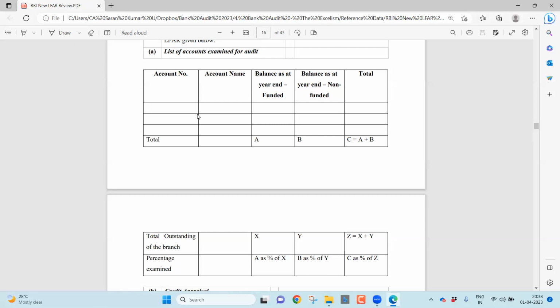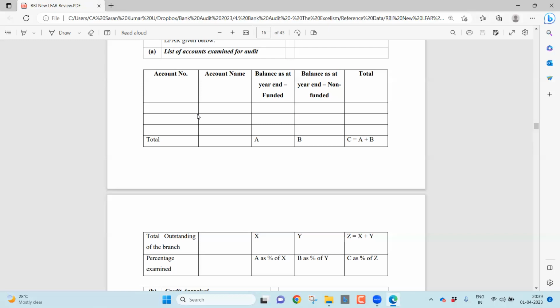That means what items do I need to keep here? You should keep all those accounts above the threshold, the large advances. As you all know, the meaning of large advance is 10% of aggregate advances or 10 crore, whichever is lower. Let's say in your branch there are four large advances. Anyway, you have to do the transaction audit of all those four large advances. You can put all those four accounts here.